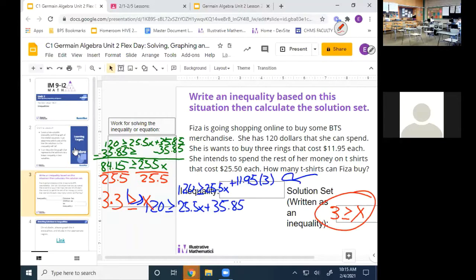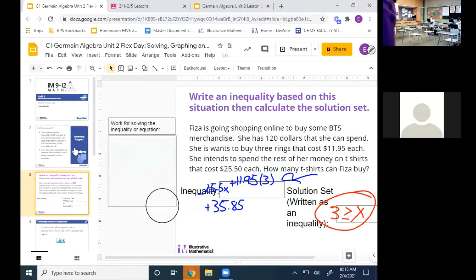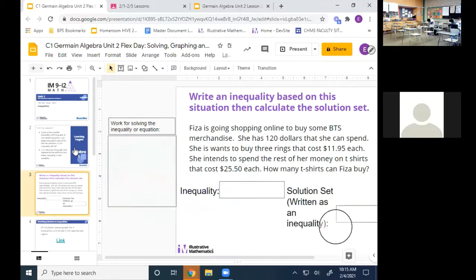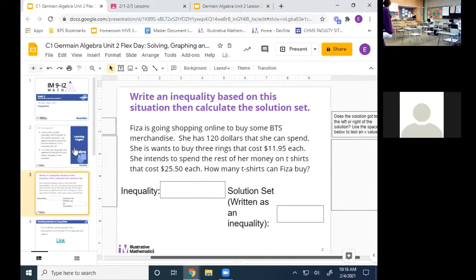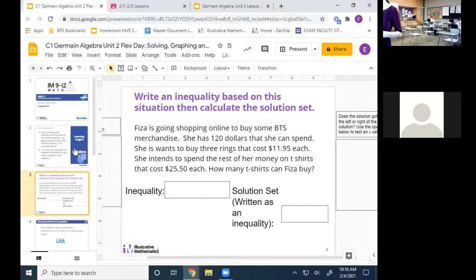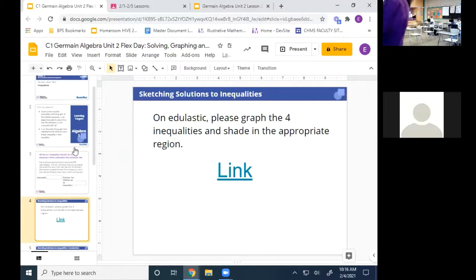Boom. Fantastic. Now we're going to look at the next piece where we are going to be going on Edulastic and we are going to be graphing some inequalities. So I'm going to keep this up for another 10 seconds. And then I'm going to erase. Here we go. Okay, let me scooch her over. And then we're not going to answer that other question over there because we're going to do some things with this here. So now we're going to go to Edulastic and we're going to graph four inequalities.